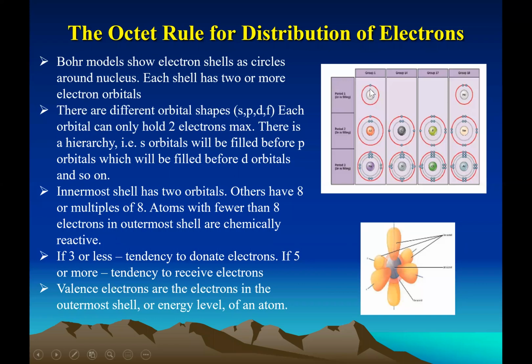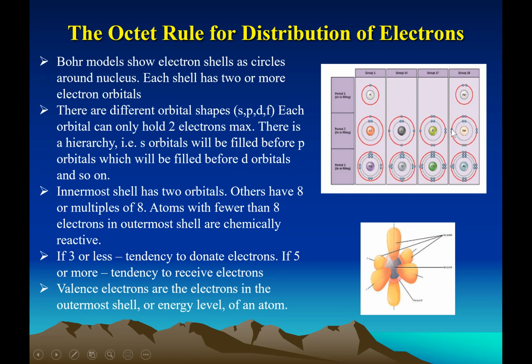The innermost shell can hold 2 electrons. That means in a shell, there are 2 orbits. The second one will have 8 orbits. So in the second shell, if atoms have fewer than 8, then it's going to be very, very reactive. In general, as written out here, if 3 or less, it will have a tendency to donate the electrons. It's easier to donate than to go look for 5 more electrons.